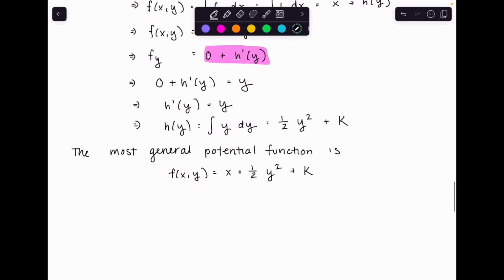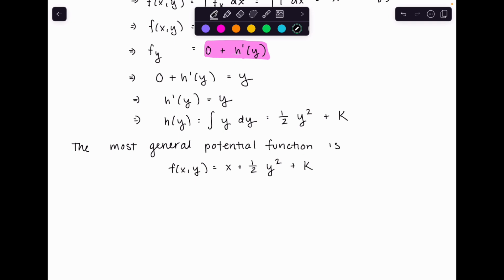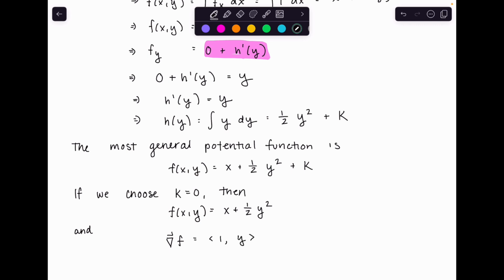So when I'm using the fundamental theorem of line integrals, you get the freedom to pick the value of k. So I'm going to choose k to equal 0. So if we choose k equals 0, then that particular potential function is x plus 1/2 y squared. Okay. And the gradient of this is again exactly what we started with.